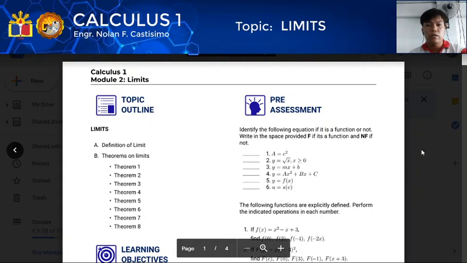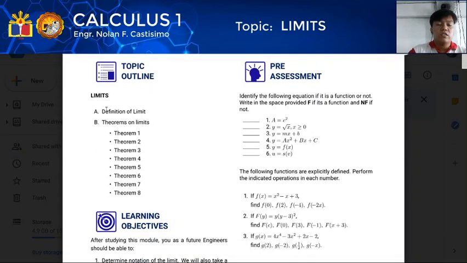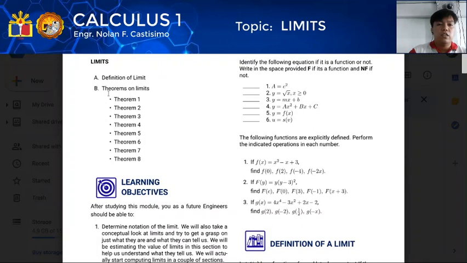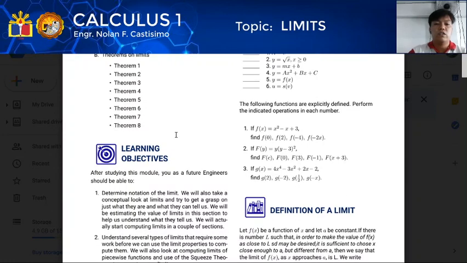So, dito sa module 2, which is yung limits, meron tayong topic outline wherein andito yung definition of a limit and then theorems on limits. Sa theorems ng limits, we have 8 theorems in limits. Okay? Later on, mali-discuss natin yan isa-isa. Then, next, we have here the learning objectives of our current module.